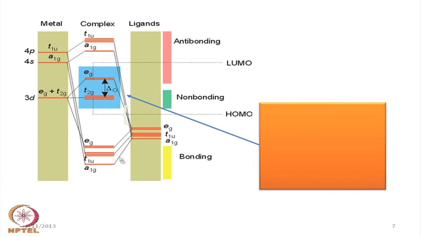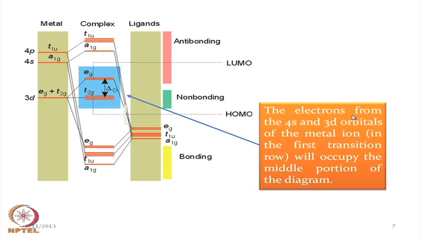and we have filled this particular level with the 12 electrons from the ligand side, and the electrons from the 4s and 3d orbitals of the metal side in the first transition row will occupy this middle portion of the diagram. When we consider the Eg and T2G level, it is the 3d electrons, not 4s only. There is a 4s also, but the 4s is of higher energy. It is the 3d level of electrons which will occupy these levels.